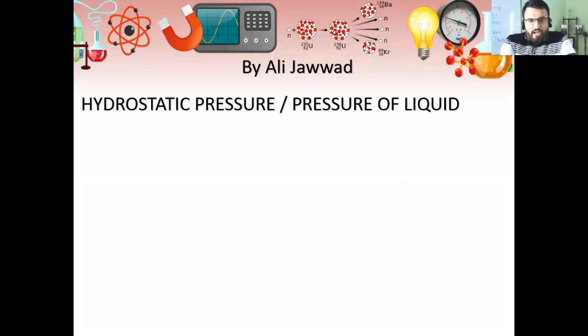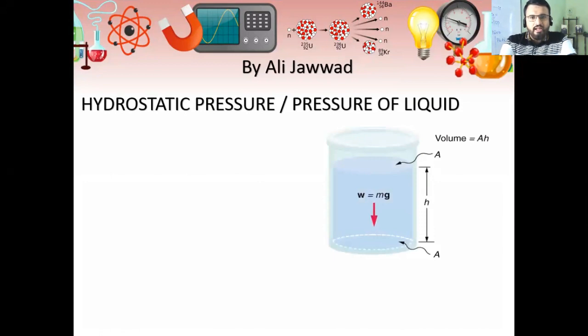Now, to derive the formula of the pressure of a liquid, let us assume a cylindrical container which has some liquid in it. The height of the liquid in the container is given by h, while the volume is equal to area multiplied by height. Note that we already know from the basic definition of volume that volume is length by breadth by height. So if we combine length and breadth together, it will become area. So volume is equal to area multiplied by height.